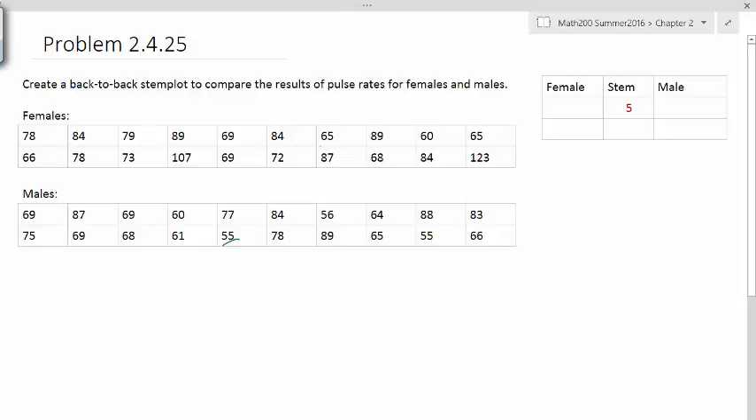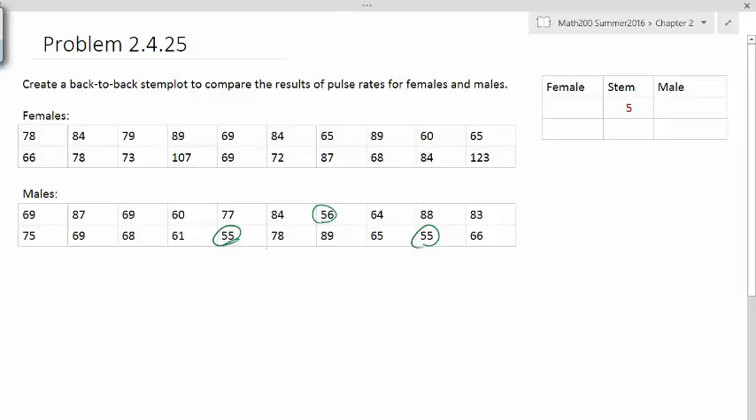I noticed that the females don't have anything in the 50s, so we're just going to look at the males. So that's 55, 56, let me circle them, 55, and these are the numbers. I suppose we can punch them in our calculator or Excel and then sort them so that they're in order and easier to read, but we can do it without, so let's try to do it without a calculator.